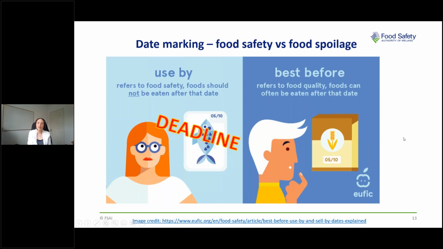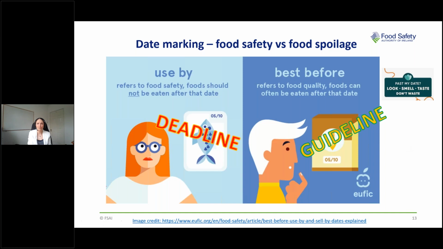Another way to think about it is that a use-by date is a deadline. Once that date is passed, you can't eat the food. But the best before date is a guideline, and after that, you really encourage consumers to use their common sense. Look at the food. Does it look okay? Does it smell okay? Does it taste okay? If you think the food looks like it's gone bad, use your common sense and don't eat that food.